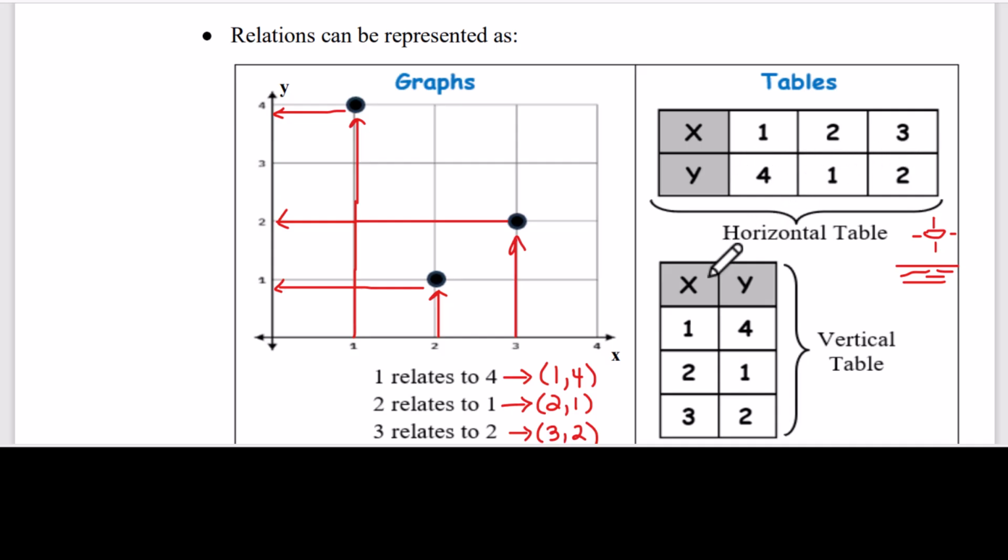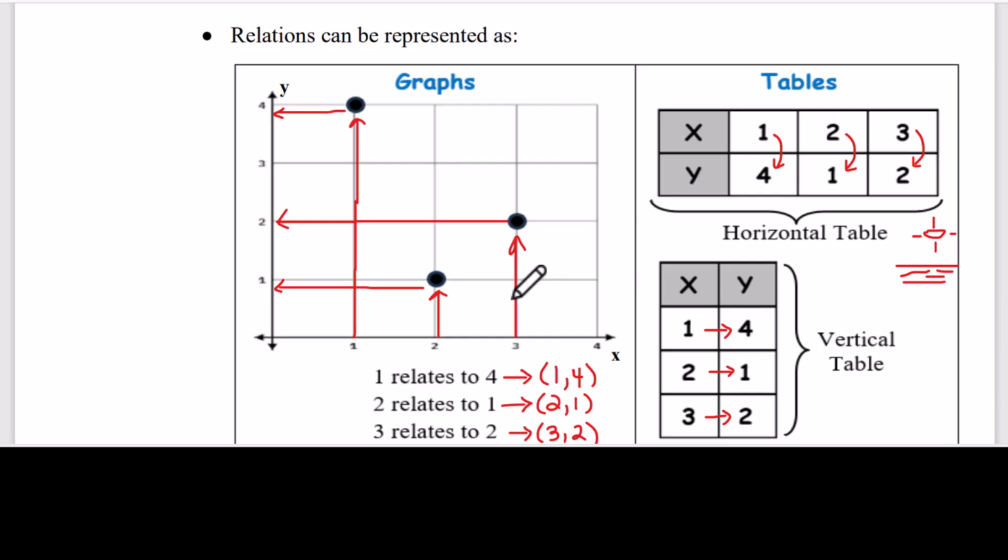Now, if it's written vertically, then the x values are the first column, and the y values are the second column. And look how they are showing the same representation as the graph. 1 relates to 4, 2 relates to 1, and 3 relates to 2. The same thing happens on the vertical table. 1 relates to 4, 2 to 1, and 3 to 2, just like we wrote it right there.